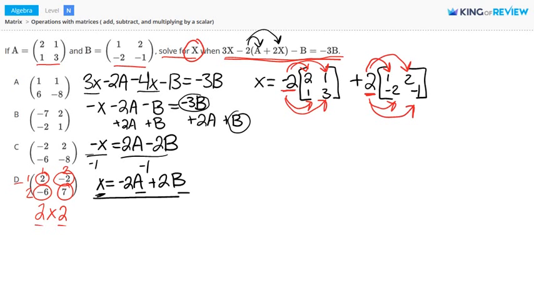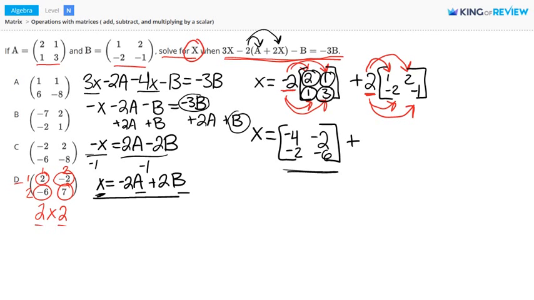So let's set that up. We're multiplying each entry by the scalar. So x equals negative 2 times 2 is negative 4. Negative 2 times 1 is negative 2. Negative 2 times 1 is negative 2, and negative 2 times 3 is negative 6. So this matrix here represents negative 2 times matrix A.